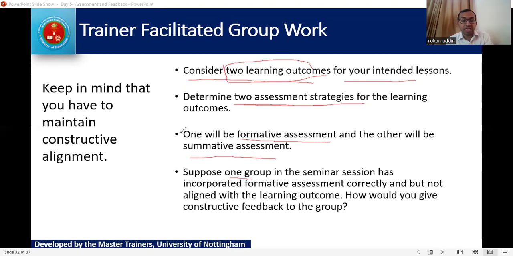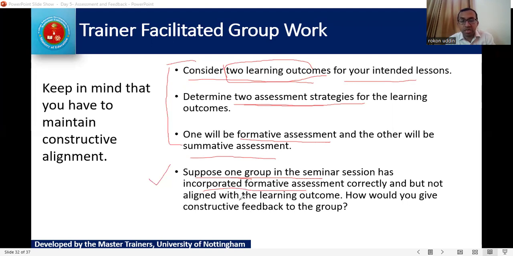Let us do another activity. These first 3 points are about assessment, and another is about feedback. Suppose one group in the seminar session has incorporated formative assessment. It is a kind of imaginary activity. For example, group 1A has incorporated formative assessment correctly, but not aligned with learning outcome.